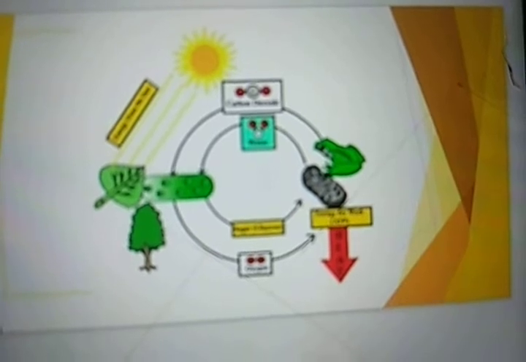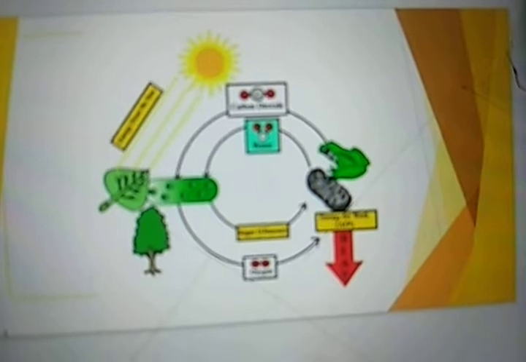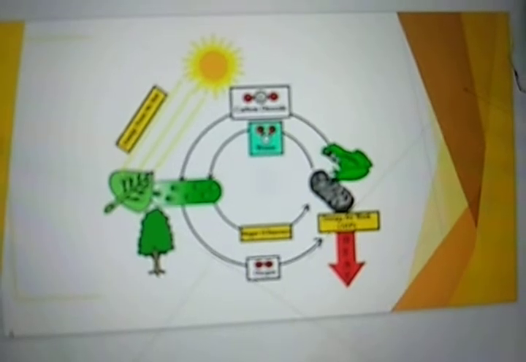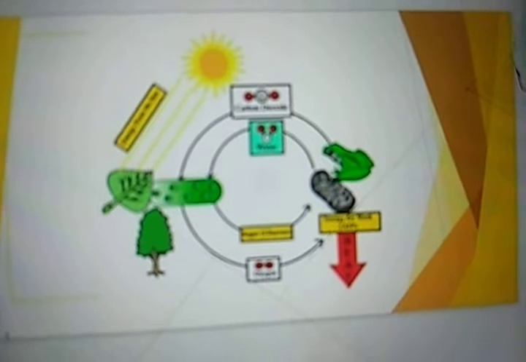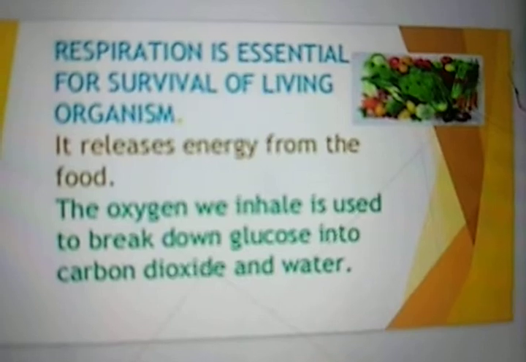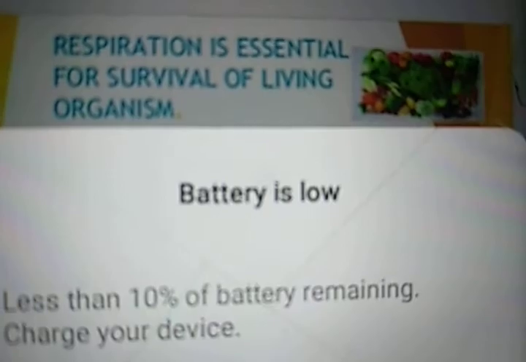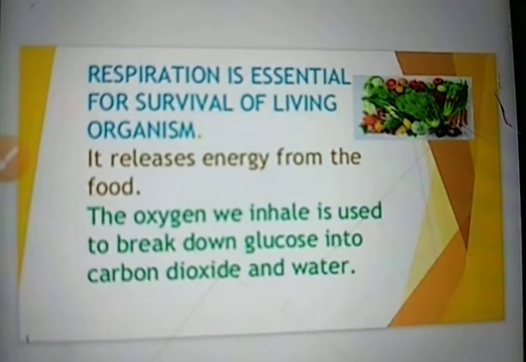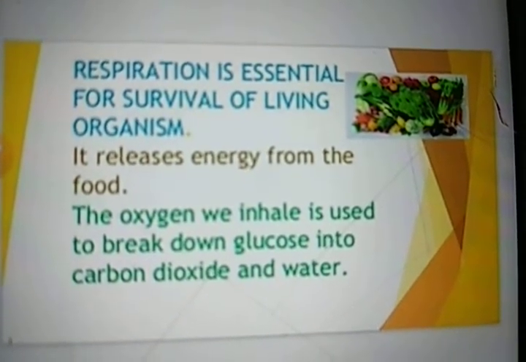A cell is the structural and functional unit of any living organism. The respiratory system works with the circulatory system, and it delivers oxygen to every cell of the body. In human beings, the process of respiration involves many steps. Respiration is essential for the survival of living organisms, since we get energy from food and use it for our body. The oxygen we inhale is used to break down glucose into carbon dioxide and water.